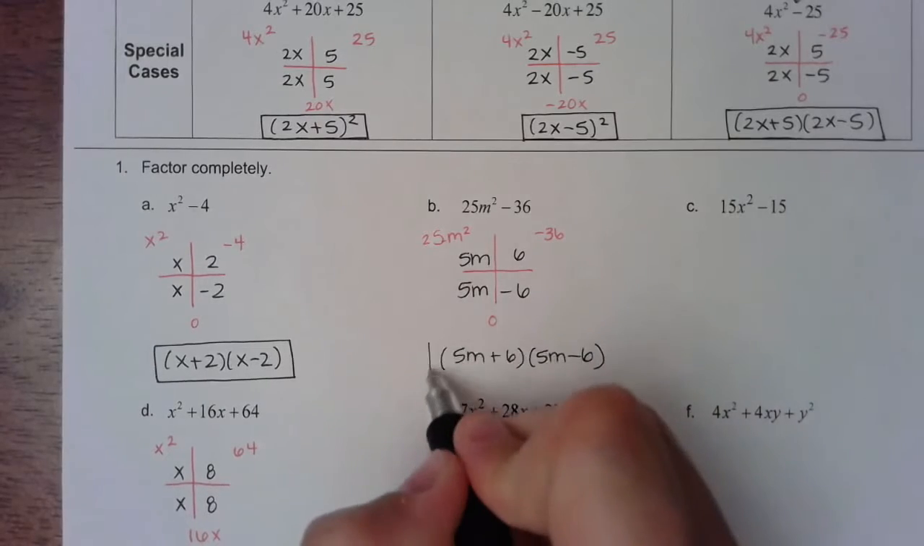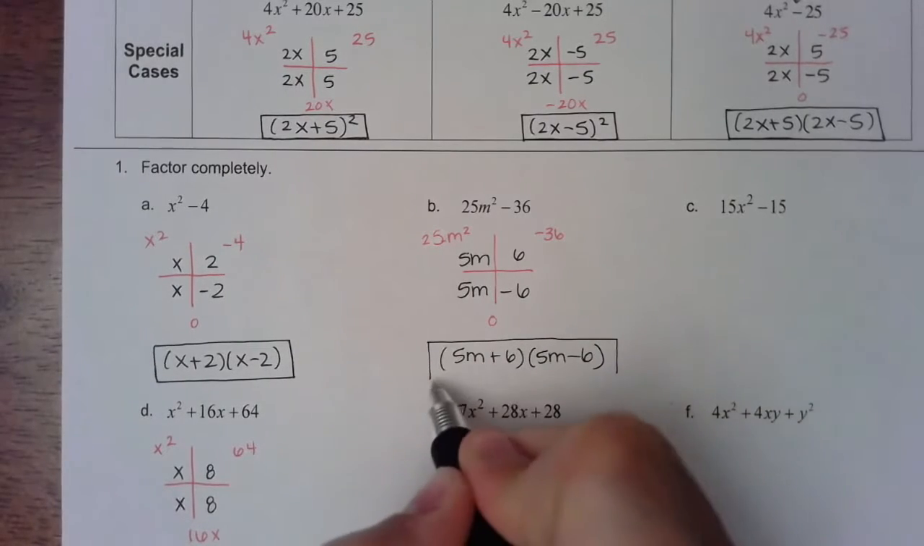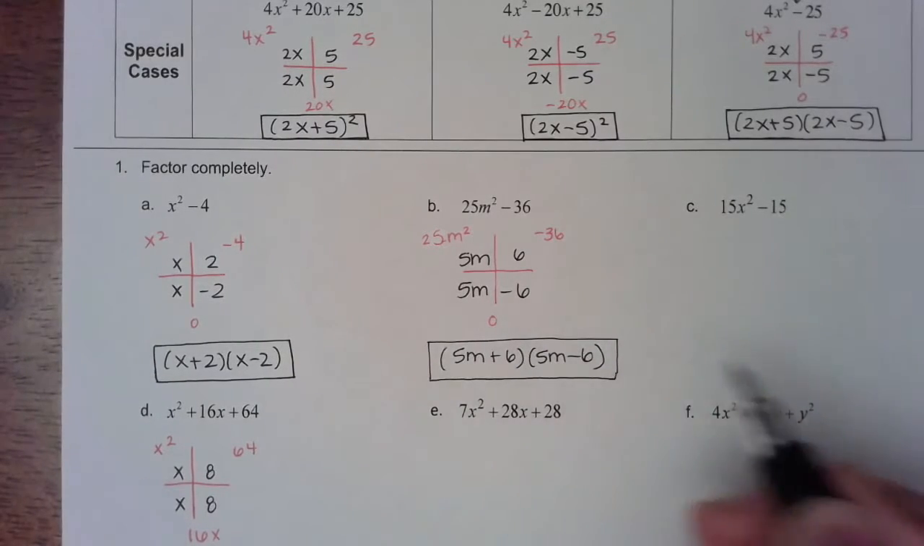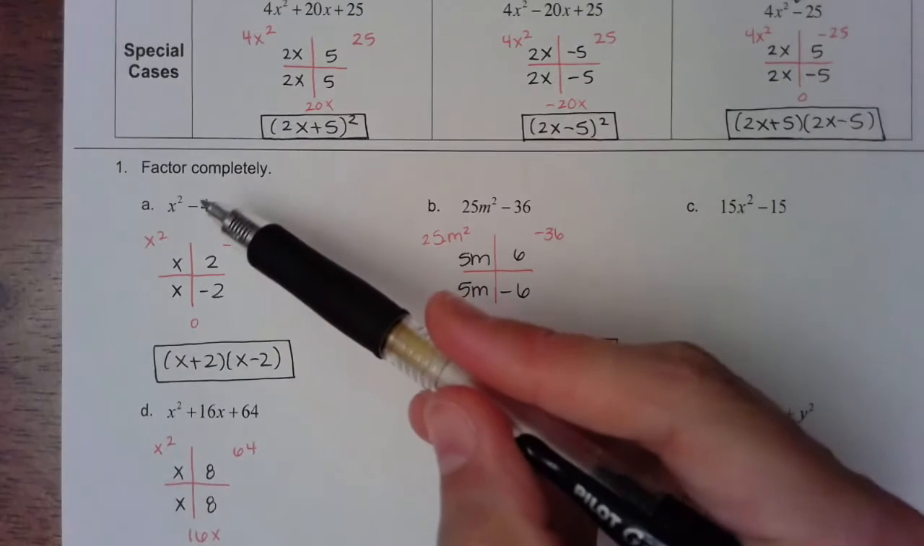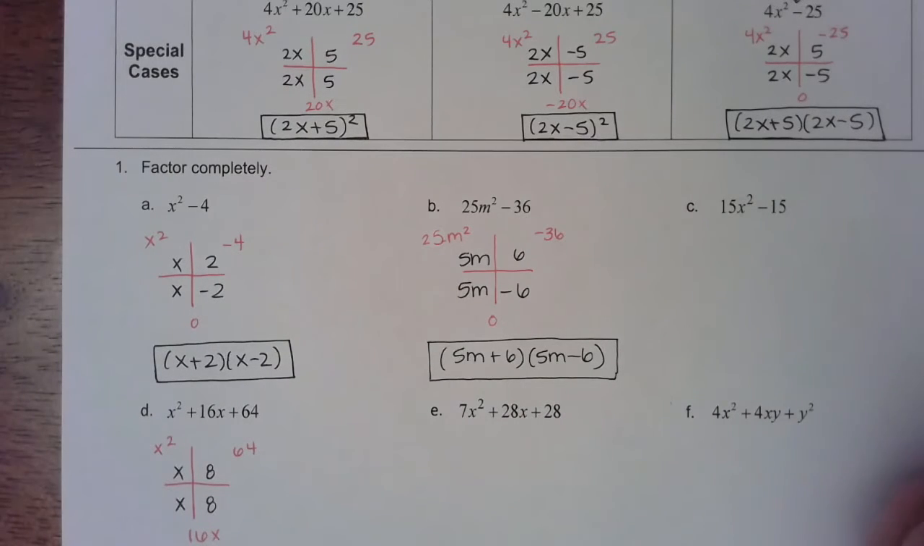And so they match exactly, except the sign in the middle is different. This is called the difference of two squares. By the way, notice that they have minus signs in the middle. That's important to recognize because they do have to have minus signs for these problems.